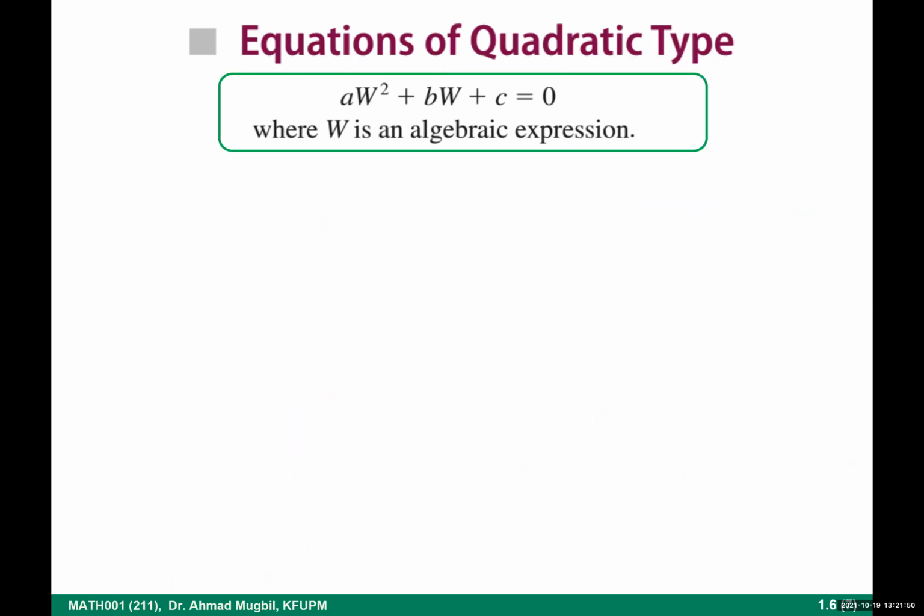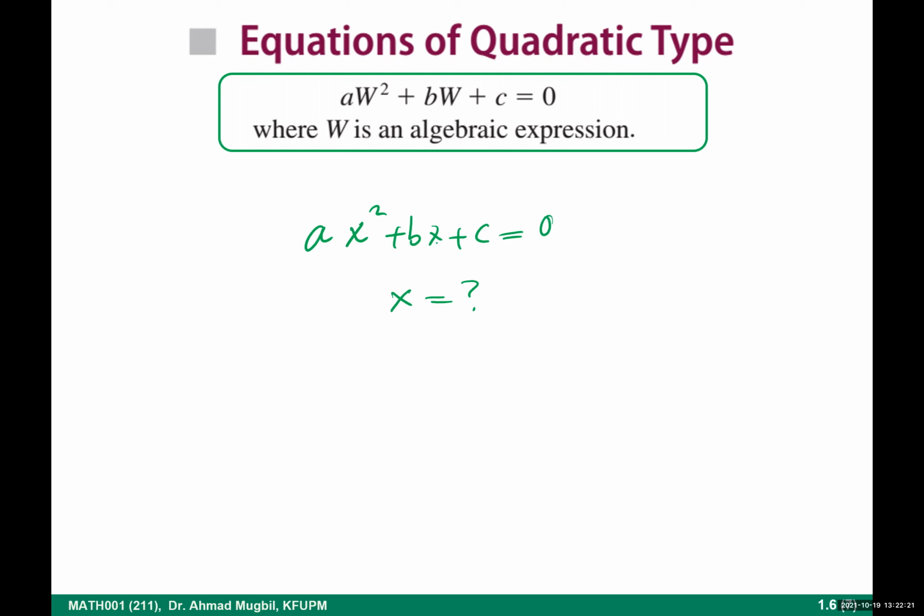Excellent. Now, the third and last type in this section is equations of quadratic type. You know what the quadratic equation is? This one: ax squared plus bx plus c equals 0. This is a quadratic equation. What we want here is to find x, to solve it.